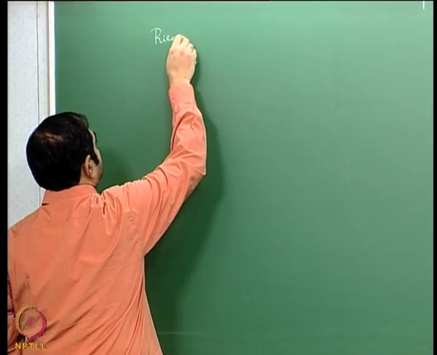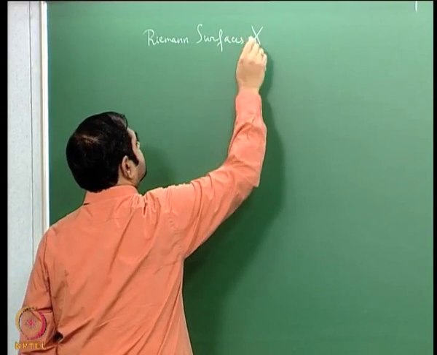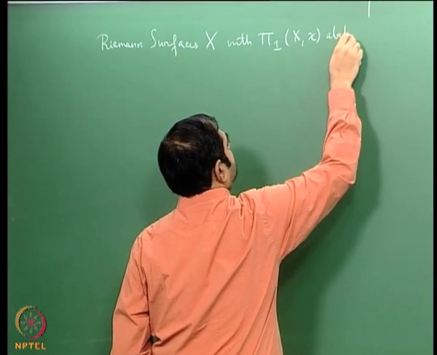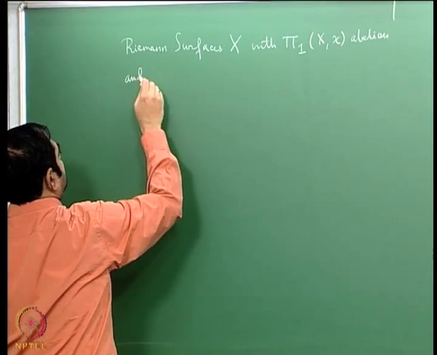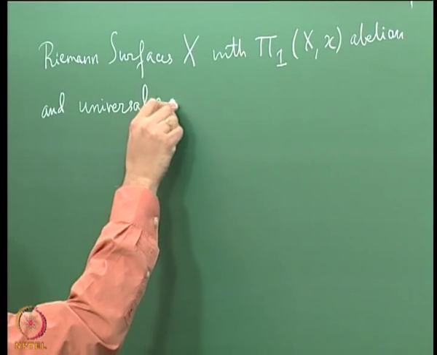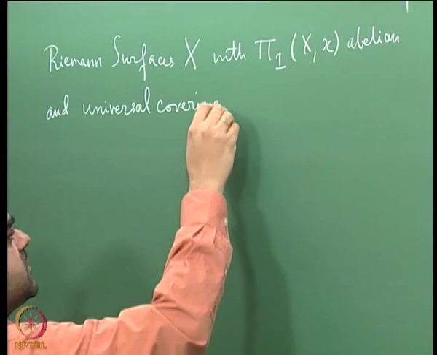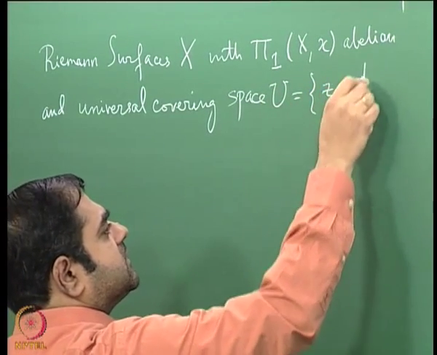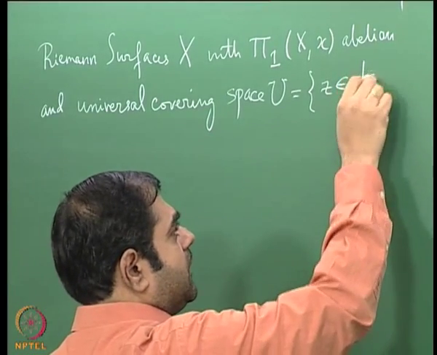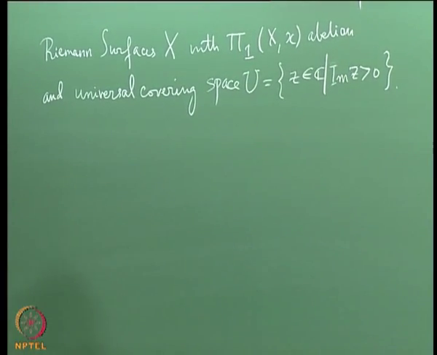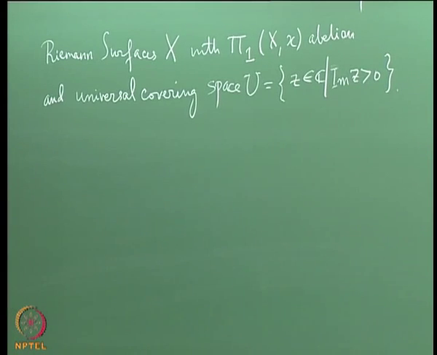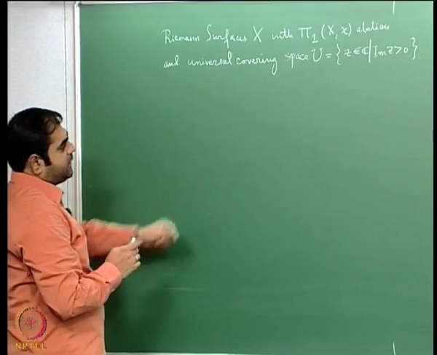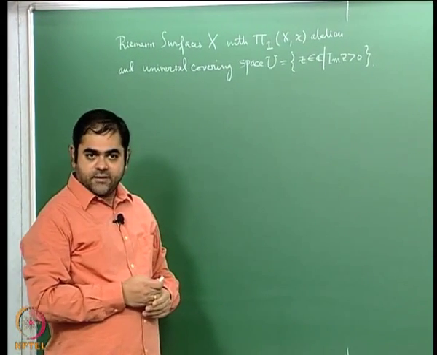Riemann surfaces X with pi 1 of capital X comma small x abelian and universal covering space U, which is the set of all z in C such that the imaginary part of z is positive, okay. So we are looking at these types of Riemann surfaces. Of course small x is a fixed point of capital X, and of course I should also remind you that the upper half plane is biholomorphic to the unit disk, okay.